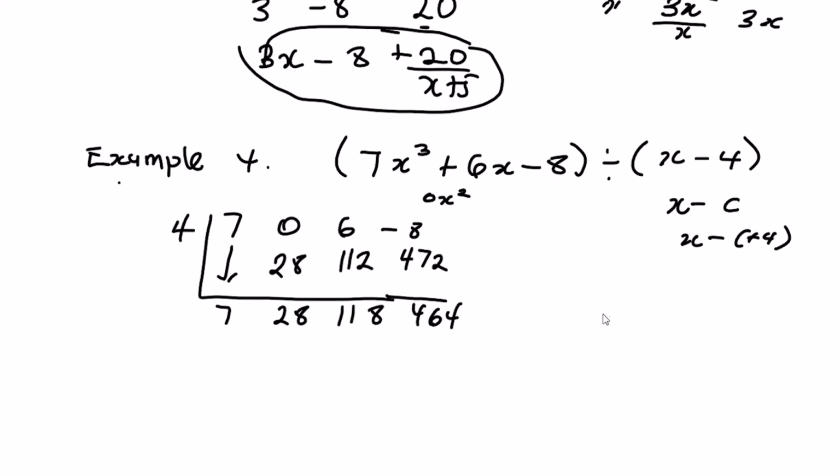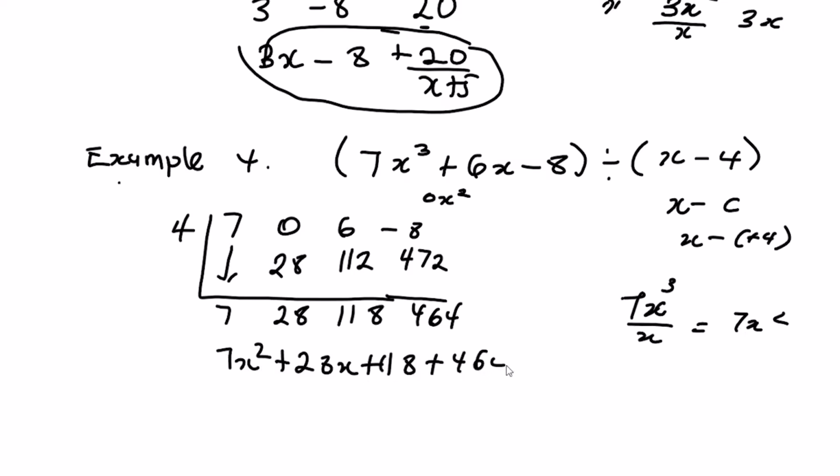So how are we going to write it? We had our first term to be 7x cubed divided by x, we get 7x squared. So our first term here should be 7x squared. Then in that order, we get 28x plus 118 plus 464 divided by the divisor, which was x minus 4. And that is quite simple. So thank you for watching.